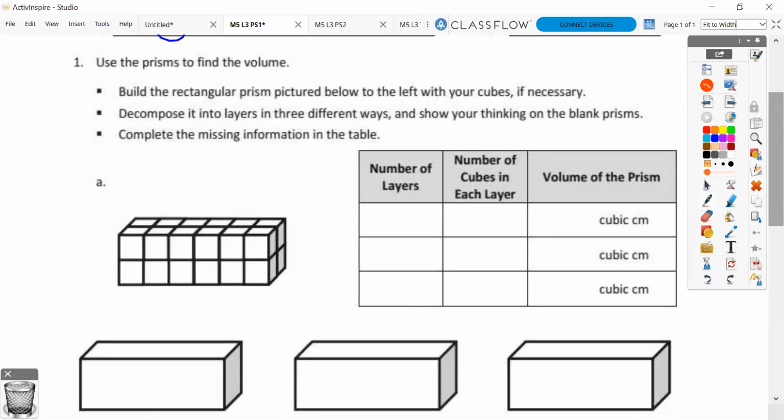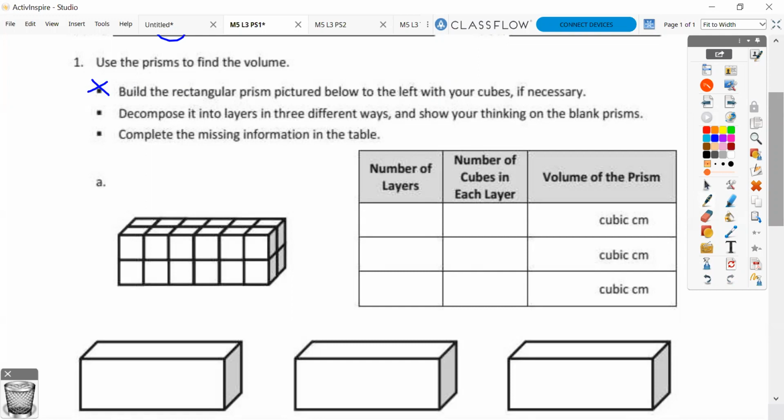And here are the directions. Number 1, use the prisms to find the volume. Okay, we can do that. Build the rectangular prism below to the left with your cubes if necessary. Well, unfortunately, I don't have cubes for you. I'm not sure if you have cubes at home. So we're not going to do that one, unless you have cubes, then you can build them at home. We're going to decompose it in layers in 3 different ways.